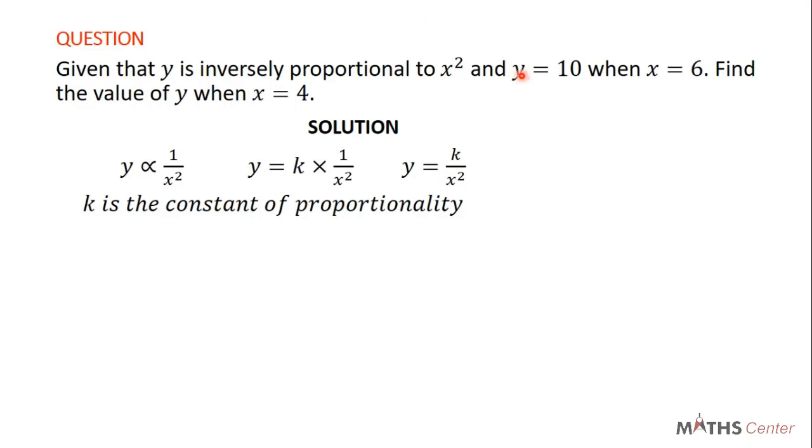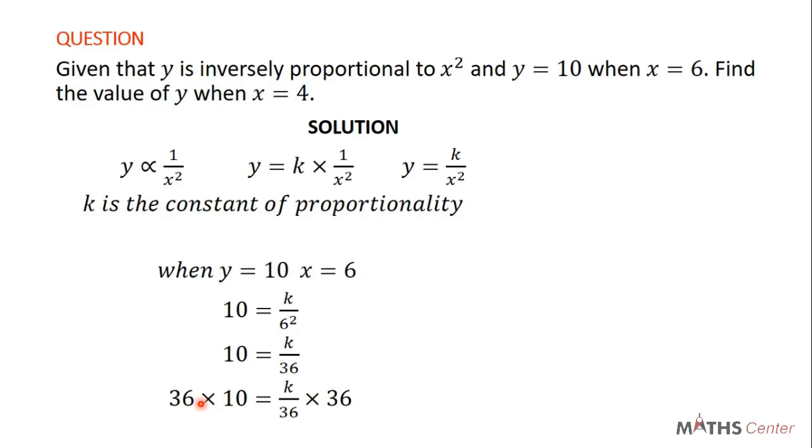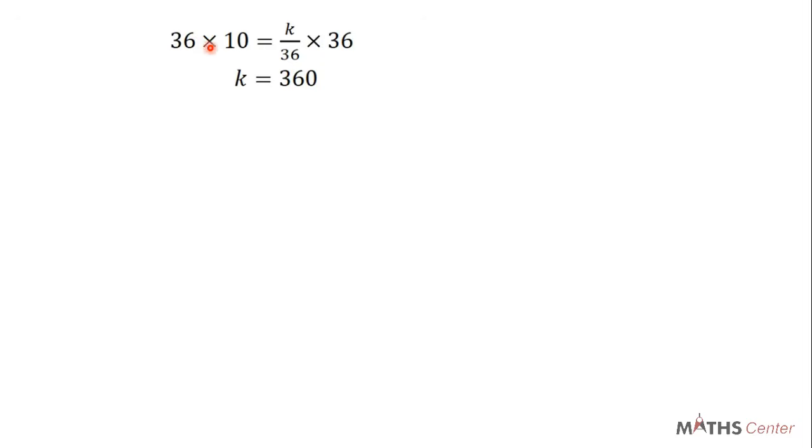The question told us that y is equal to 10 when x is equal to 6. That means that we can replace y with 10 and x with 6 so that we will be able to find k. And if we do that, we will have 10 is equal to k divided by 6 squared, since y is 10 and x is 6. This will give us 10 is equal to k divided by 36. So I'll multiply the left hand side by 36 and multiply the right hand side by 36 so that I'll be able to cancel 36 out. So k will give us 36 times 10, which is 360.